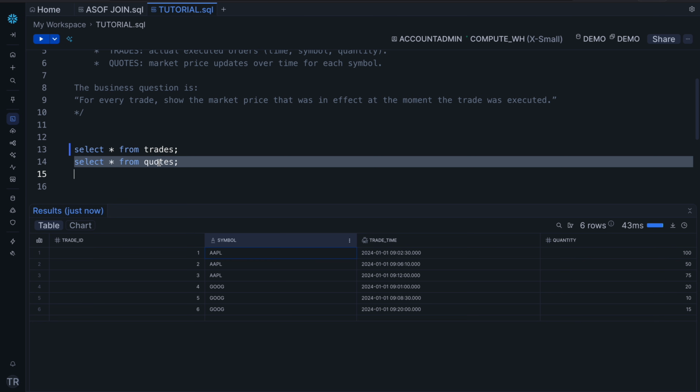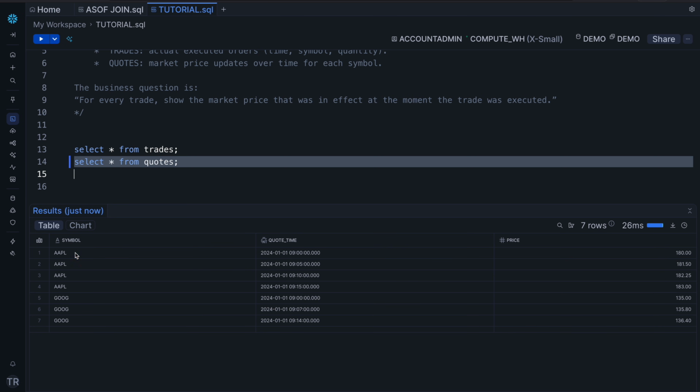Then we have the quotes table, which is basically the market price. So for each of these shares at different times, what was the share price? So at 9 o'clock, the share price of Apple was $180. At 9:05, it became 181.5. At 9:10, it became 182.25. This is what it means.